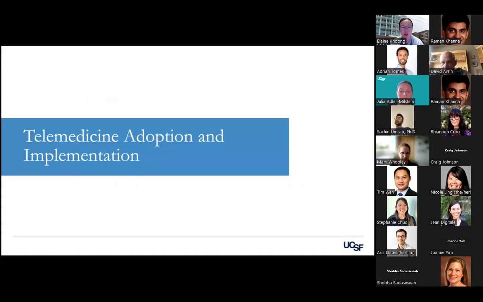The second case study in terms of digital health tools I want to talk about is telemedicine, which I think lots of people have talked about. I just want to highlight some of the things that we found in some of our studies and research, again really focusing on challenges both from a patient level, but also from a safety net setting level.